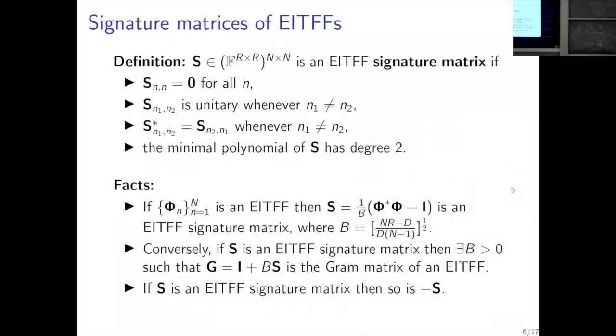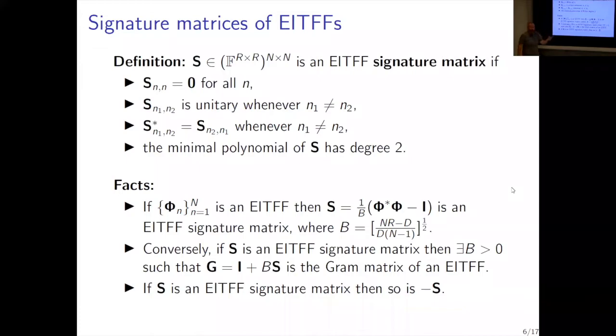And so anytime you have a matrix that has these 4 properties, you can work back to one of these objects that's optimal for compressed sensing. What you want is an array. So you want like a block matrix. You want it to be like an n by n array of r by r matrices. You want 0 blocks down the diagonal. On the off diagonal, you want unitaries. You want this matrix to be self-adjoint. And then you also want that when you square S, you get something that looks like some scalar times S plus some scalar times the identity. In other words, that the minimal polynomial of S has degree 2.